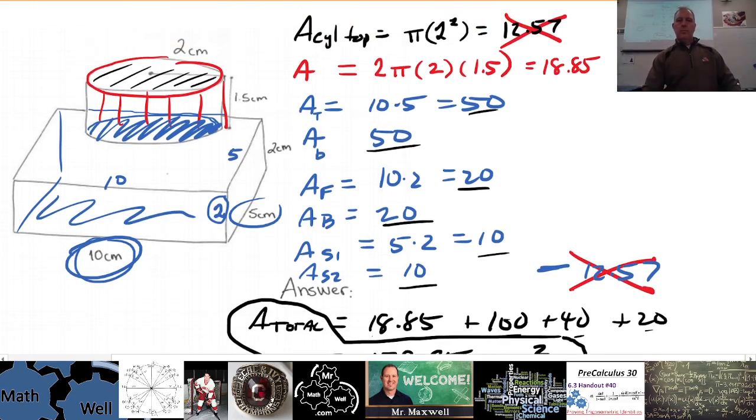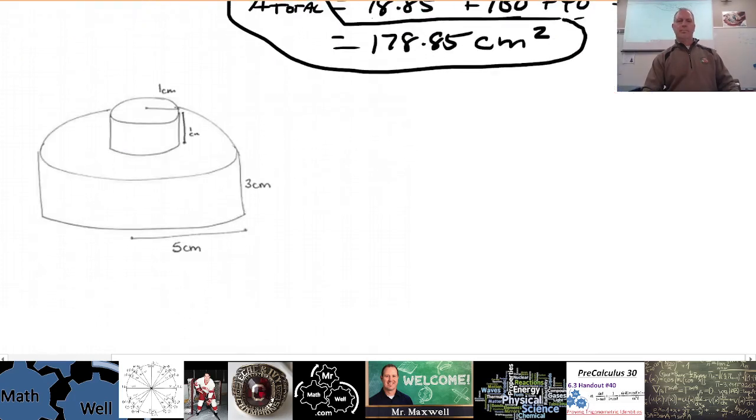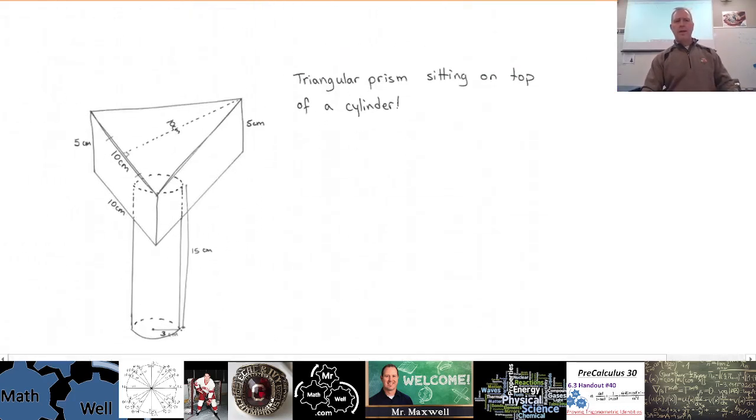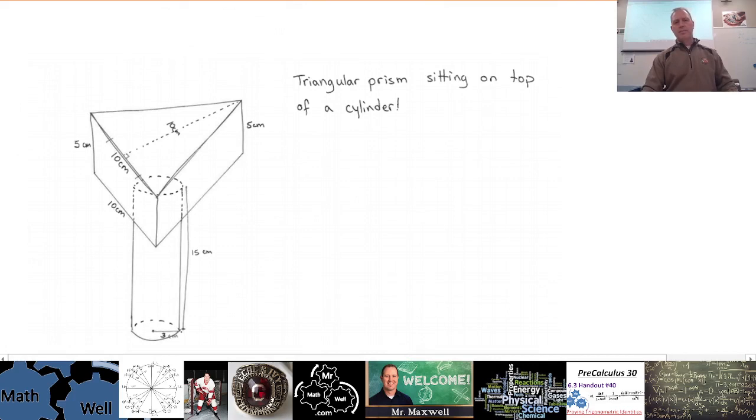Yes, yep. On the third page, how are you supposed to find... Okay, so on the third page, you're talking about this one right here? Yeah, the side lengths of the triangle. They have those. Yeah, they have everything.